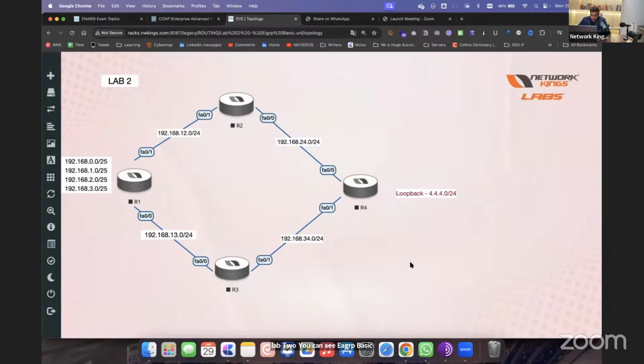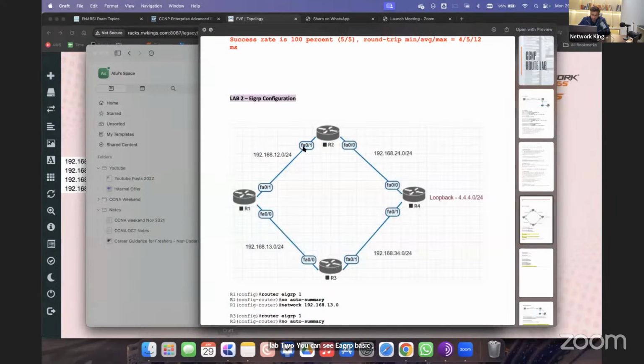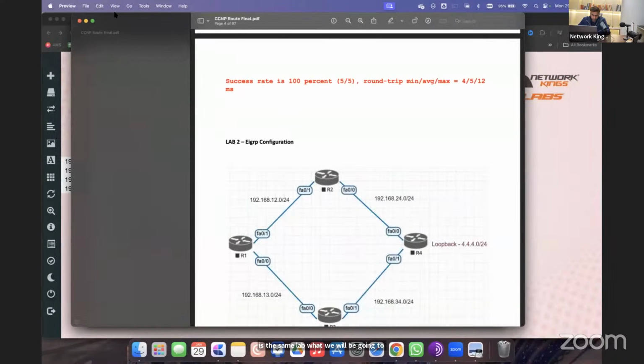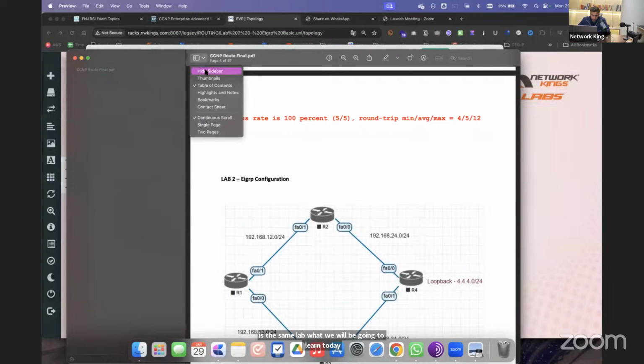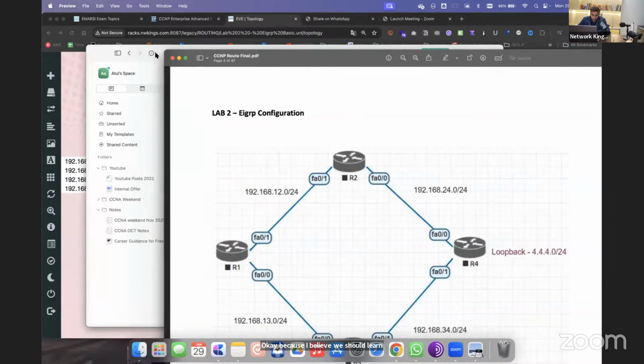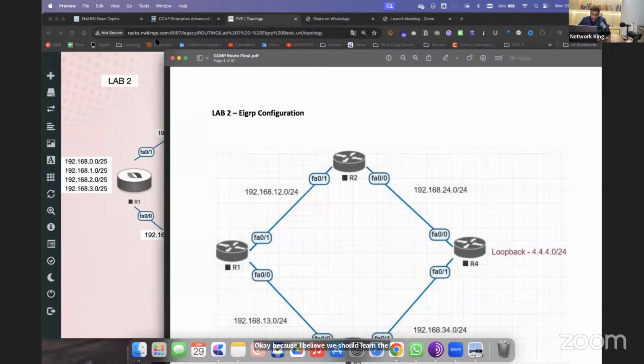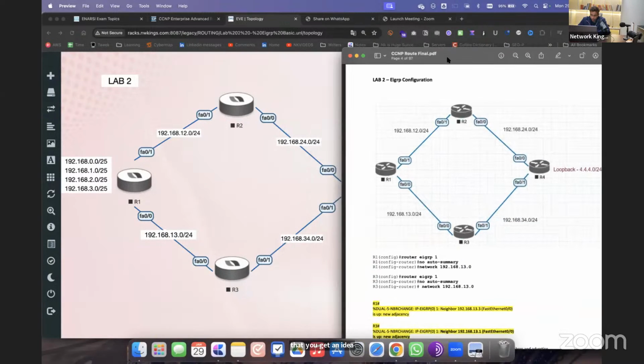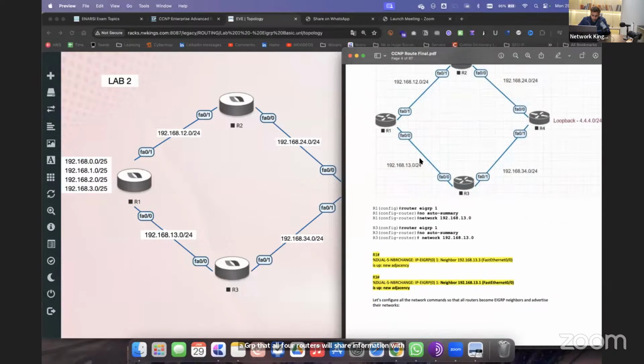Now you can see the same lab that we have created here. This is the same lab that we are going to learn today. I believe we should learn the lab first and then theory, so that you get an idea. This is my way of teaching. Now consider what EIGRP is: all four routers will share information with each other. Even the configuration is written over here.